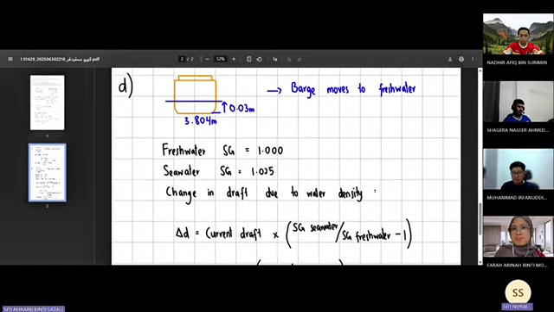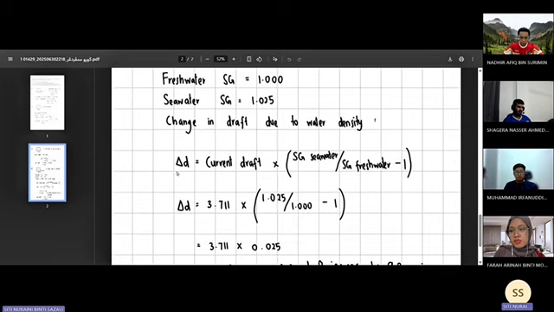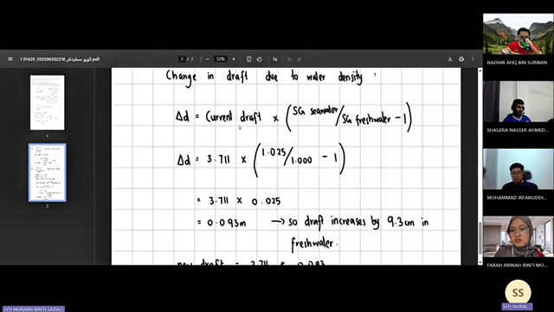So when a vessel moves from denser water, seawater, to less dense water, fresh water, its draft will increase to displace the same mass. So for the change in draft due to water density, we will use the formula: current draft times Sg seawater divided by Sg freshwater minus 1. Insert the current draft 3.711 times Sg seawater is 1.025 divided by Sg freshwater is 1.000 minus 1. We will get 0.093 meter.